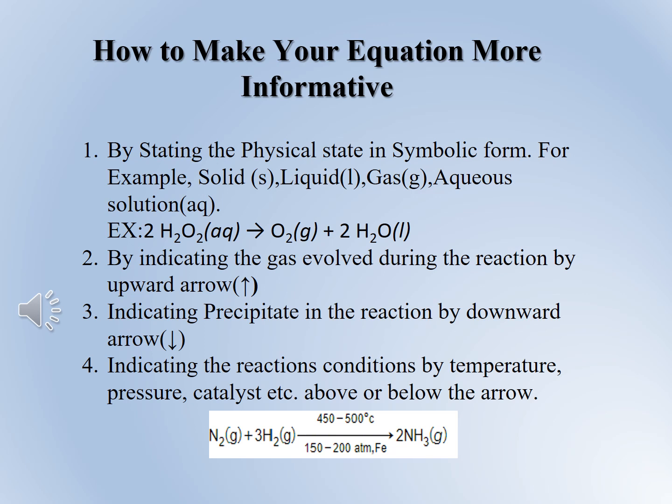Next is indicating the reaction conditions like temperature, pressure, and catalyst, if used, above or below the arrow. So if any specific criteria is used for a reaction, you have to show that above or below the arrow. So by these 4 points, we can make the balanced chemical equation more informative.